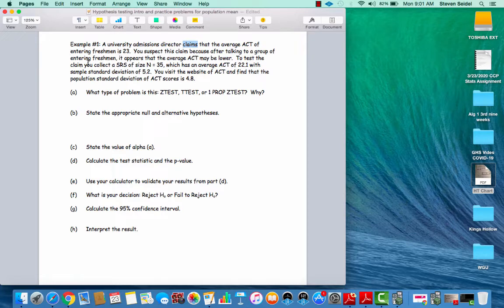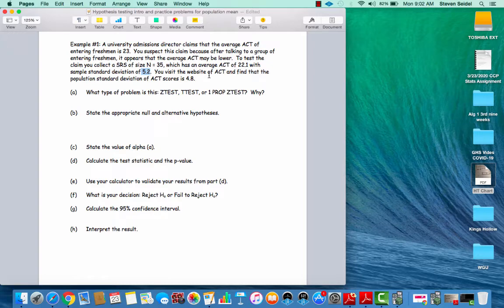The average ACT of entering freshmen is 23. You suspect this claim because after talking to a group of entering freshmen, it appears that it may be lower. So there's that keyword, lower. To test the claim, you collect a simple random sample of 35. That specific sample has an average, x bar, of 22.1 with a sample standard deviation of 5.2. So that's the data, or stats, that we found.